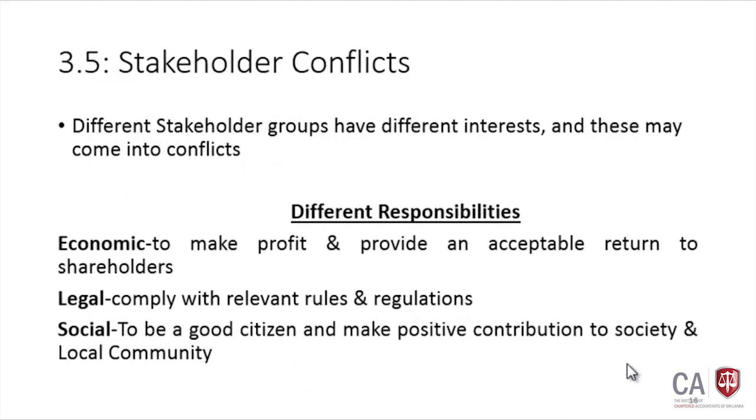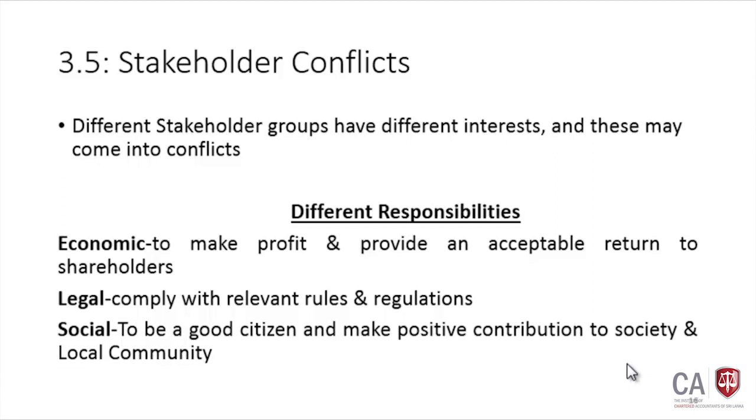3.5, stakeholder conflicts. What is stakeholder conflicts? Different stakeholder groups have different interests and these may come into conflict. Their interests conflict with each other. For example, look at the interests of shareholders. What is the main objective of shareholders? Shareholders want to get the maximum return from the business.